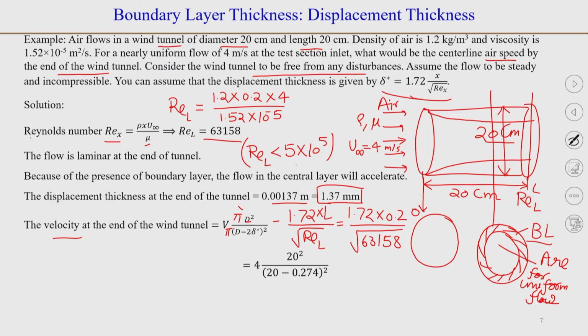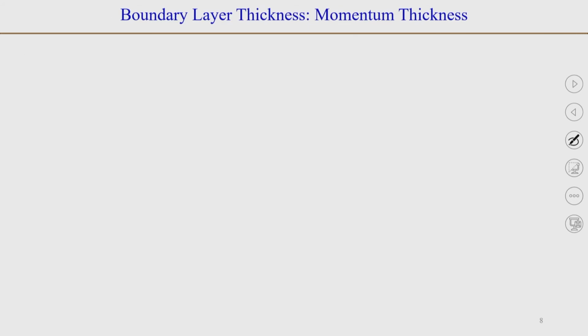So, this is 20 centimeters and delta will be 0.137, but you will have delta star and delta star, so this will be 2 delta star. So, 0.137 centimeter into 2, 0.274. So, when you solve it, the velocity comes out to be 4.11 meters per second. That will be the velocity at the center line at the end of wind tunnel. So, this is a simple example where we see how the displacement thickness can be useful.